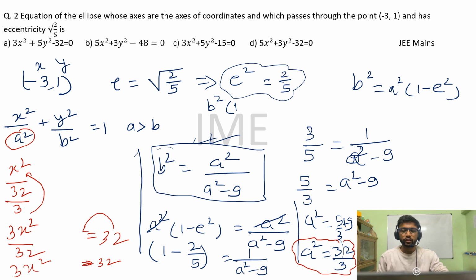Okay. In option A, we have 3x square and minus 32, and in no other option like B, C, and D do we have 3x square and minus 32. Okay. So from the value of a square we can choose the correct option, which is option A. Okay. So in this way we can solve such type of question. See, this is question number 2. Now let us take another question, question number 3.